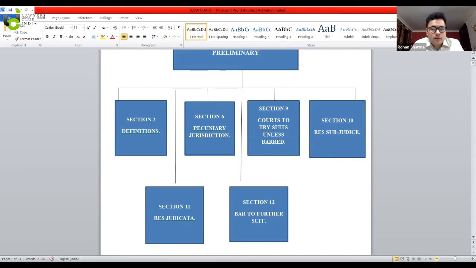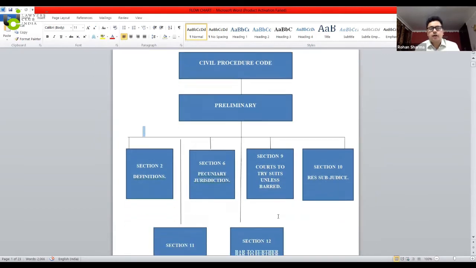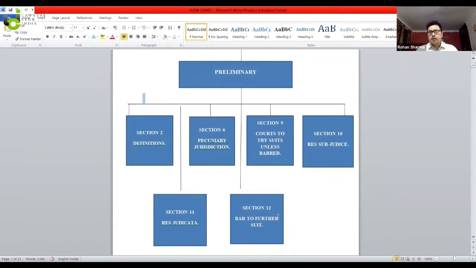Now, we'll start with the brief scheme of the CPC in general. Today, we'll be talking about the broad sections, touching upon these sections, giving you a slight overview. We will not be dwelling into the details, which we'll go into as and when we take these sections individually. But just to give you an idea as to how vast and how detailed the Code of Civil Procedure is. We'll start with the basic sections.